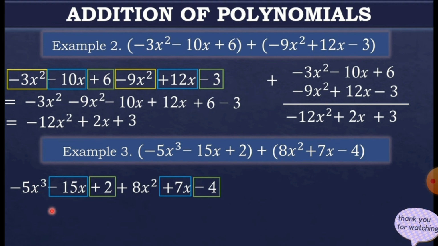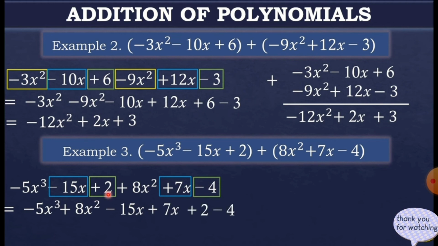So simply just copy negative 5x cubed, then also 8x squared. So magkasunod sila kasi we have to write it in standard form. So mauna yung pinakamalaking exponent. So next, copy negative 15x and positive 7x. Okay, so they are like terms. So magkatabi sila. Then next is our constant numbers, positive 2 minus 4.